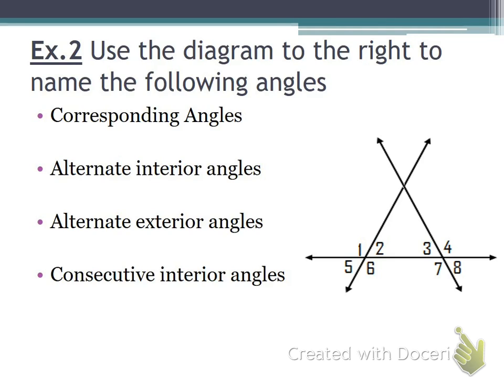Use the diagram to name the following angles. So, like we were just doing, except they rearrange where the numbers are. The diagram looks a little different. So the first thing that I think we should do when we start these is identify which line is the transversal.